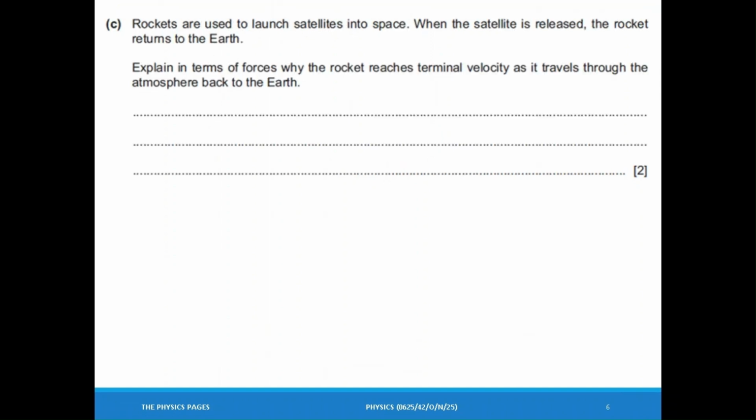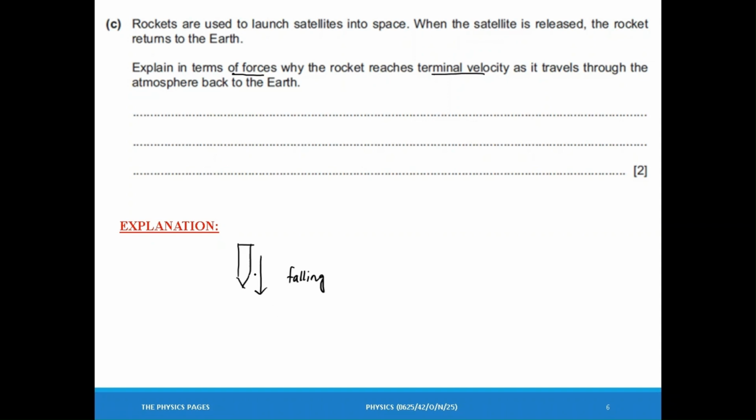Rockets are used to launch a satellite into space. When satellite is released, the rocket returns to the Earth. Okay. Explain in terms of forces why a rocket reaches the terminal velocity. The terminal velocity is a constant velocity when net force on the object falling toward Earth becomes zero. Let's say this is the rocket, and this rocket is now falling back to the Earth. So this rocket is falling.